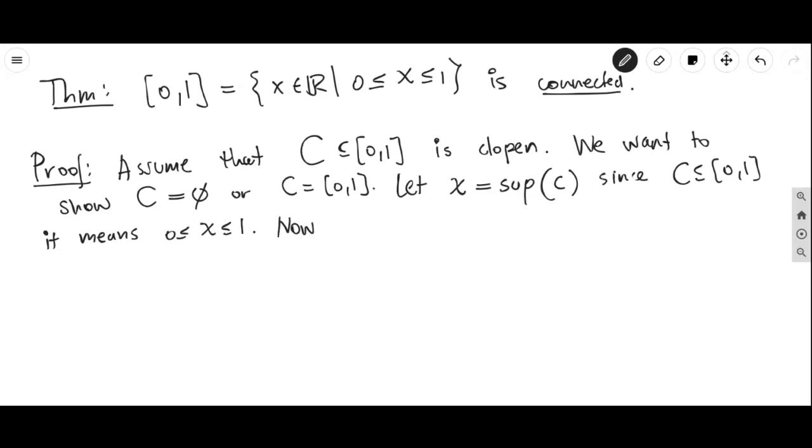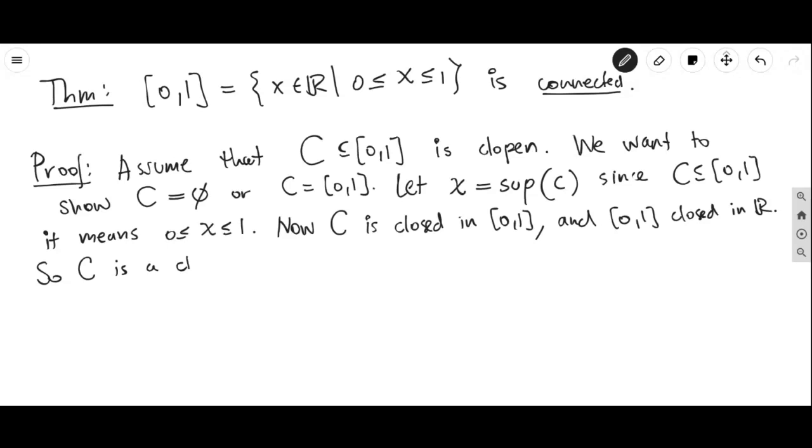Now C is closed in [0, 1], right? Why is it closed in [0, 1]? Because it's clopen. It's open and closed simultaneously in [0, 1]. And [0, 1] is closed in R. That's a closed subset of R. So C is a closed subset of R. So whatever this C is, it's a closed subset of R. And hence, the supremum of C, which is x, must be in C itself.